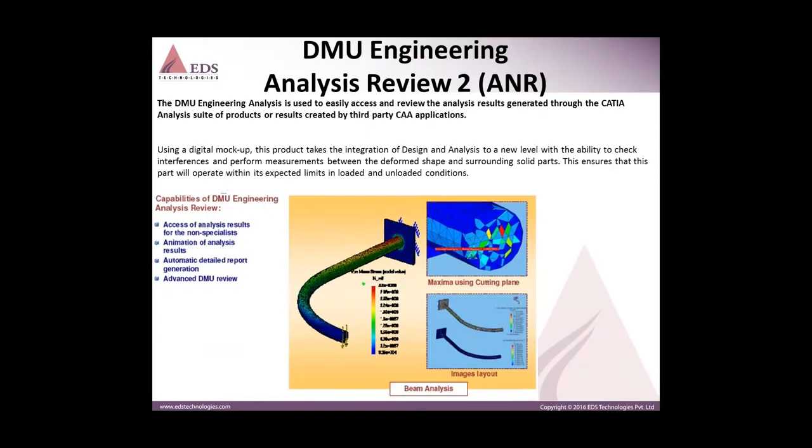Analysis review. What are the analyses which are done in CATIA GPS? Those post-processed results we can visualize with the help of this DMU engineering analysis review, which is used to easily access and review the analysis results generated through the CATIA analysis suite of products, or results created by third-party CAA applications, which is the component application architecture of CATIA.